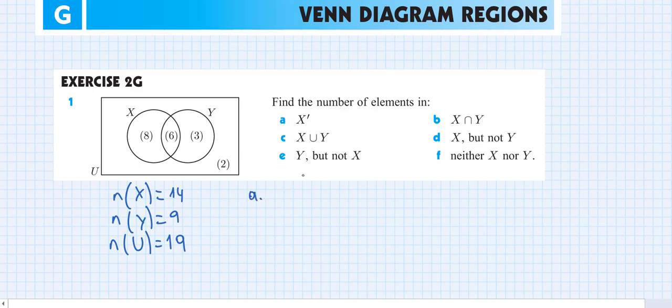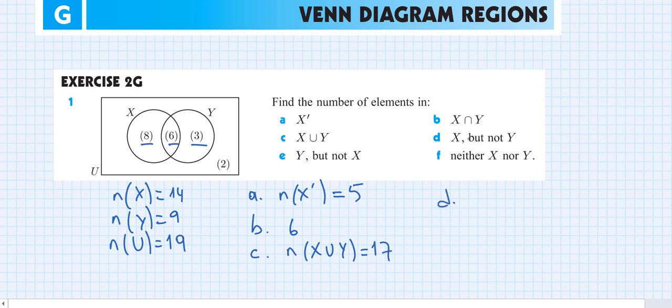So let's try to answer each part. In part A, what do we have? X complement. How many elements do I have in X complement, meaning beyond the X? In X I have 14 elements and in the universal set I have 19. So the total number of elements will be 5. Part B, we already had discussed this one. The intersection will be the number of elements. How many? It shows 6. And C, the union. For the union, you just need to add all these 3 numbers. The number of X union Y will be 17.